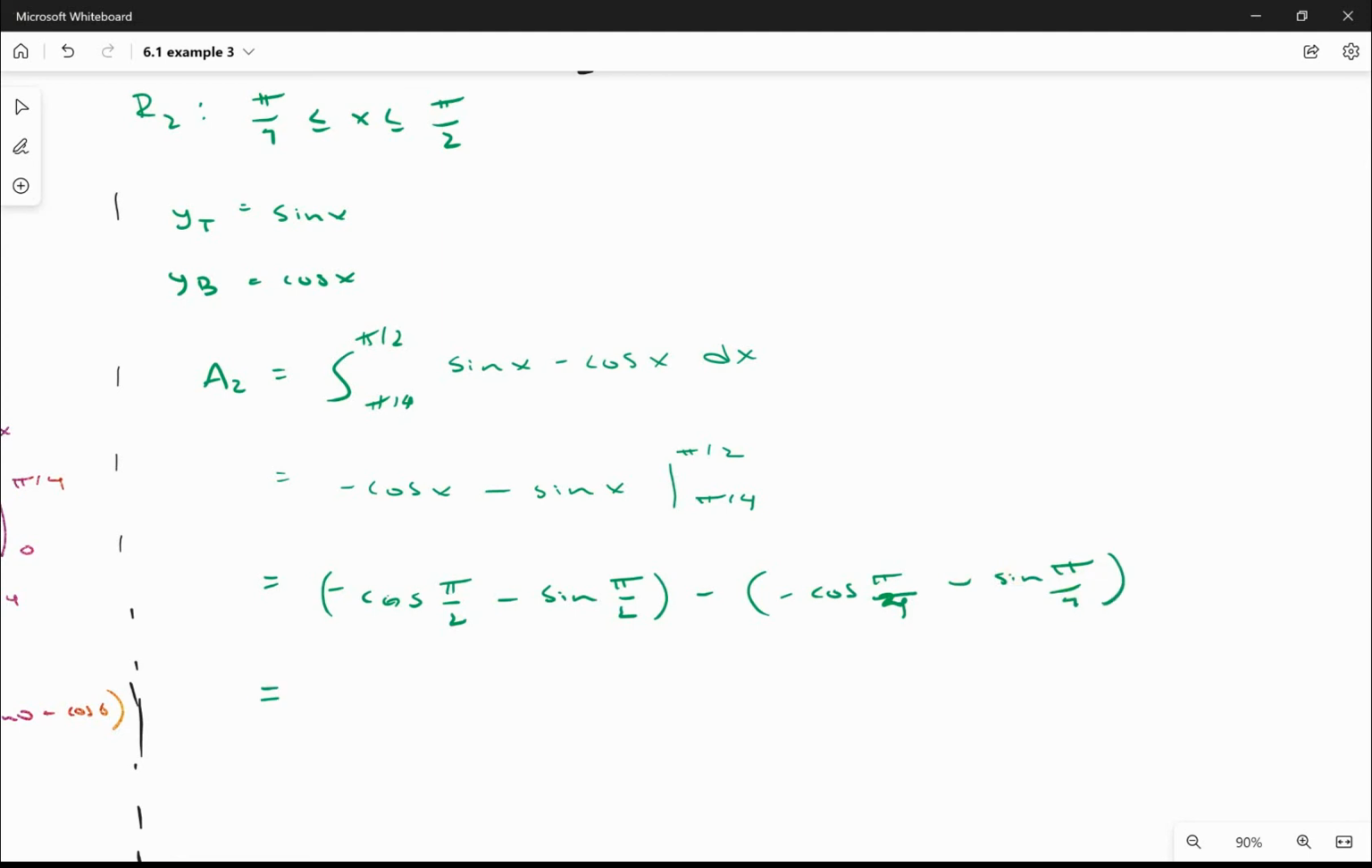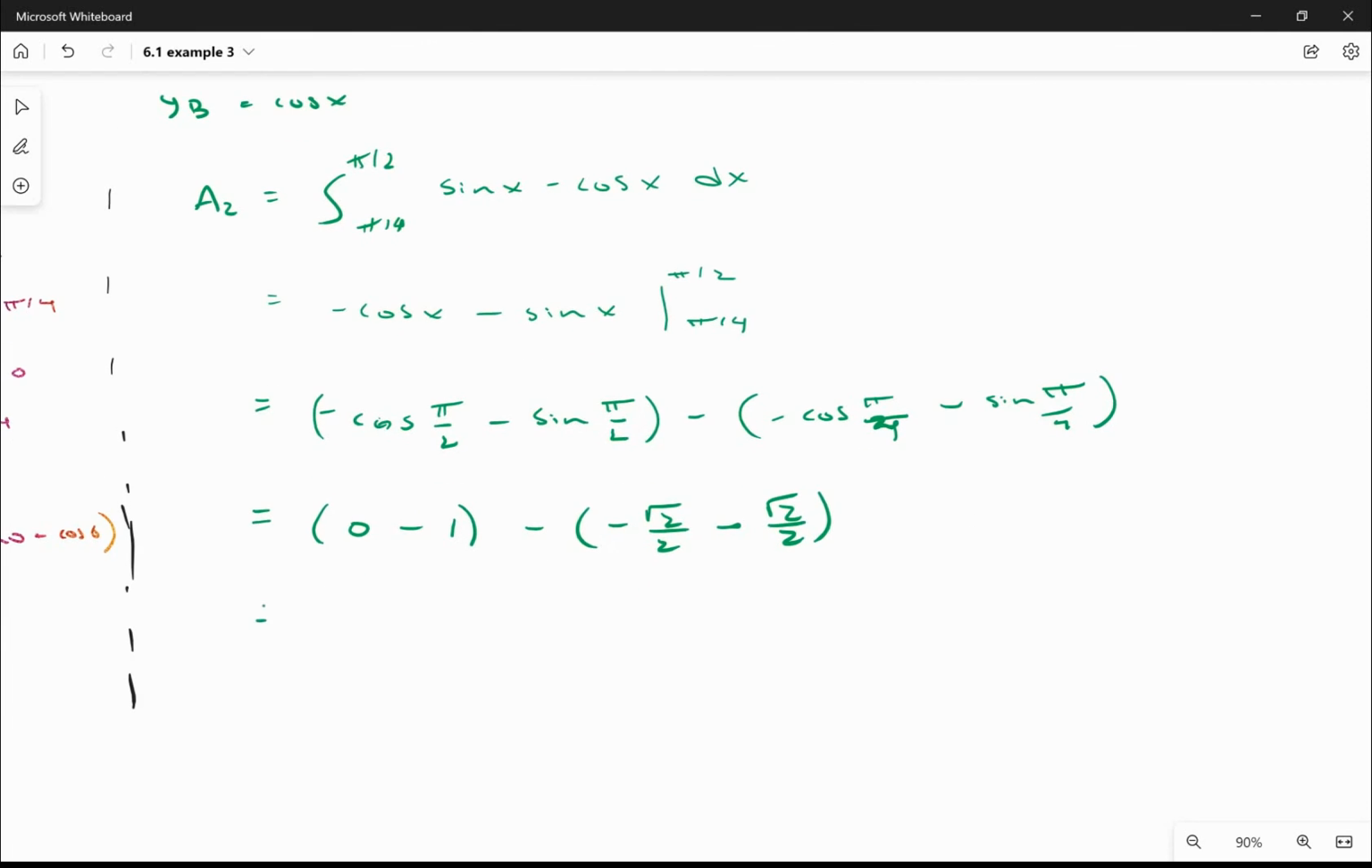All right, and cos of pi over 2 is 0, and sine of pi over 2 is 1. And then we're subtracting this quantity, negative cos pi over 4 minus sine pi over 4, which will be negative square root 2 over 2 minus square root 2 over 2. And that will be negative 1 minus negative square root 2, which is negative 1 plus square root 2. Or we could just write this as square root 2 minus 1.